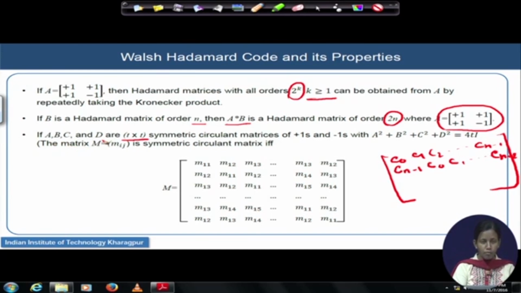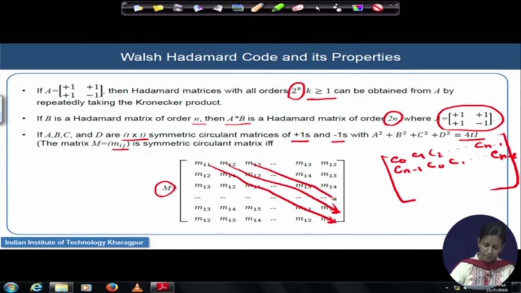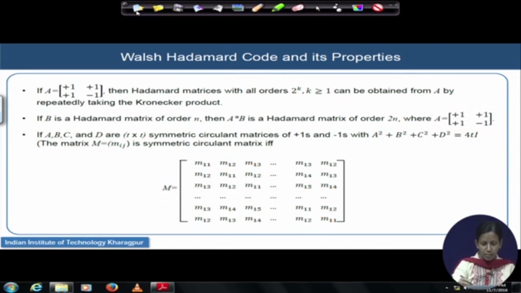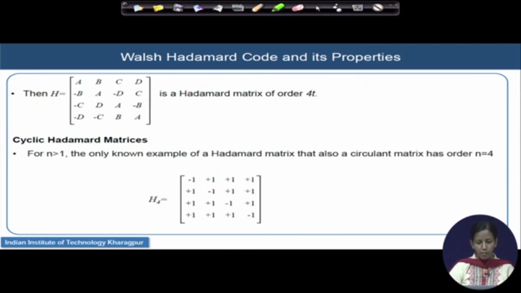Suppose we have 4 matrices which are T cross T symmetric circulant matrices, and their entries are restricted to be +1 and -1, such that if you square them and add them up, you end up with 4T. Then the bigger matrix M, with entries m_ij, will be a symmetric circulant matrix if and only if this construction holds, where each element has the symmetric circulant property. If this is the situation, we can construct a Hadamard matrix from all those 4 symmetric matrices, combining them in this way.